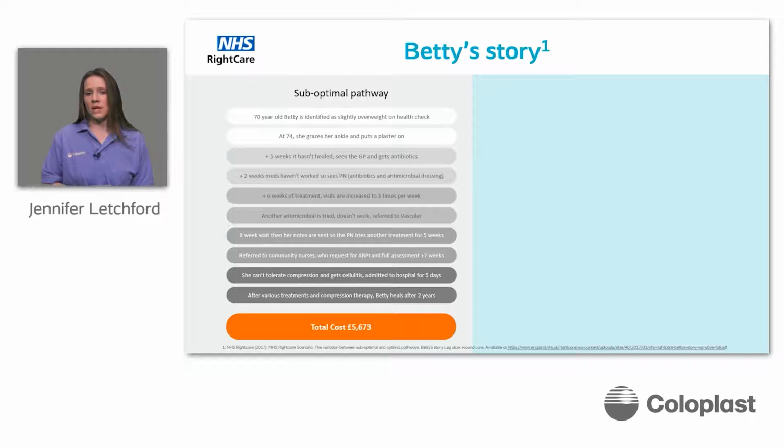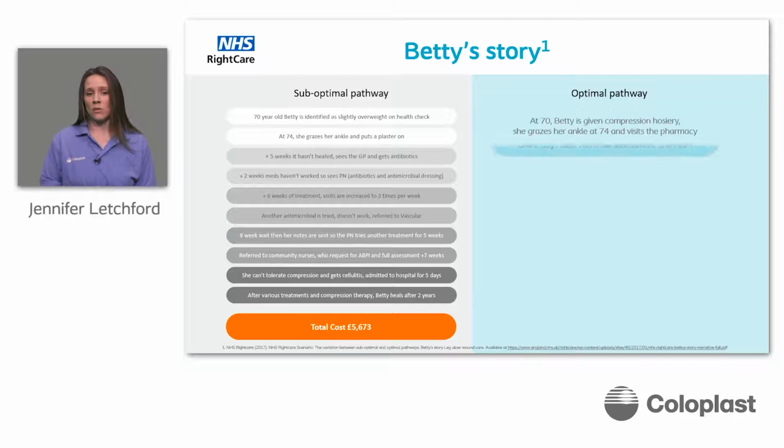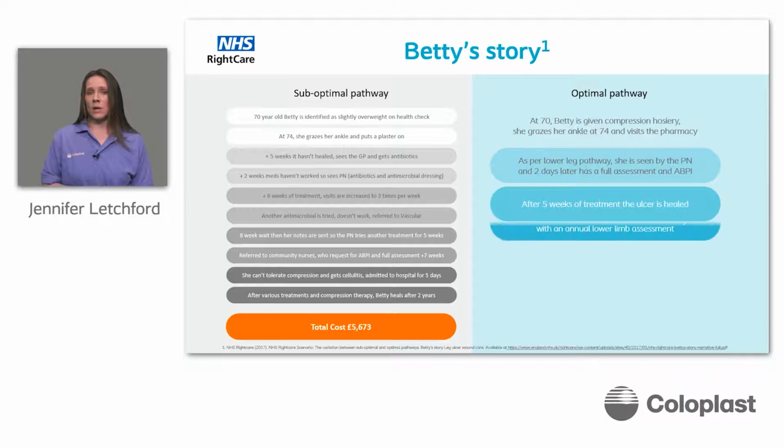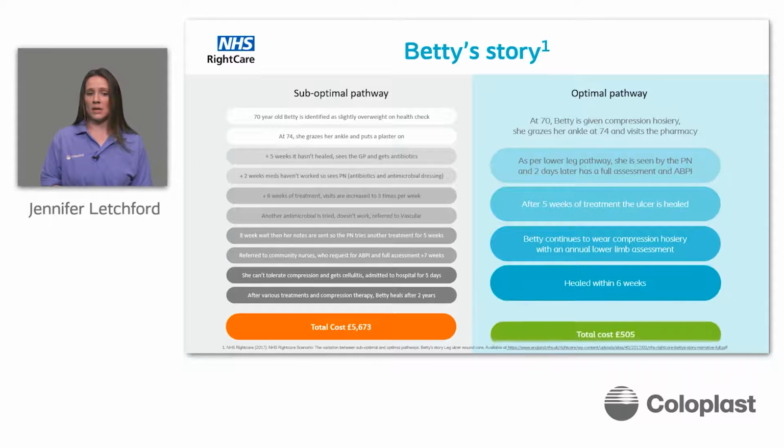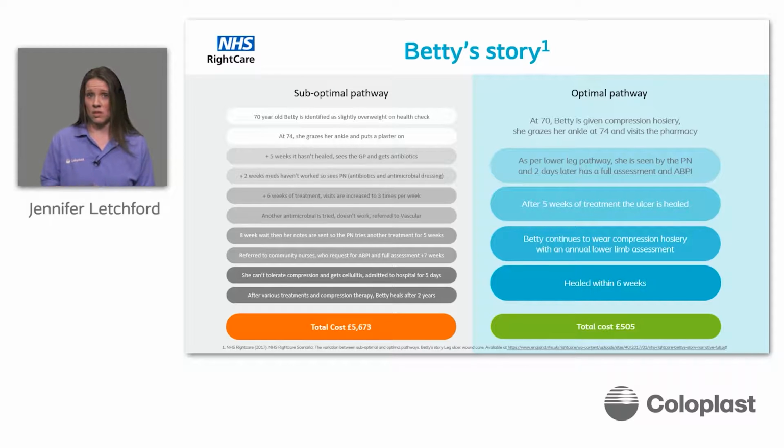£5,673. If we now compare that to an optimal pathway of care, at 70, when Betty initially went to the GP and was seen and that risk identified of her being slightly overweight at her health check, she was able at that point to be given compression hosiery to try and prevent any leg ulceration.